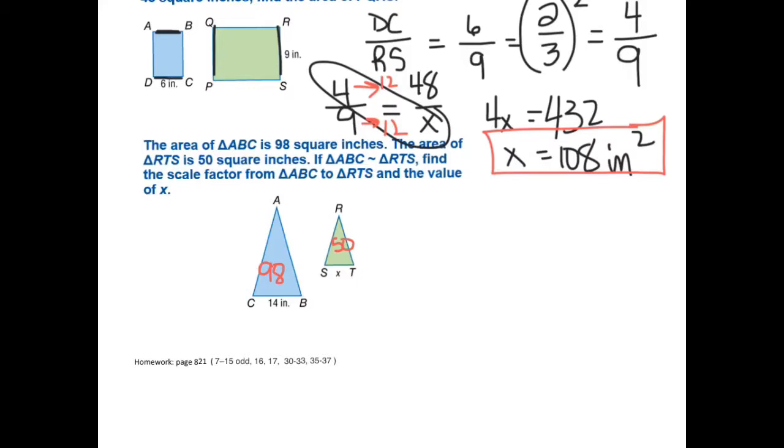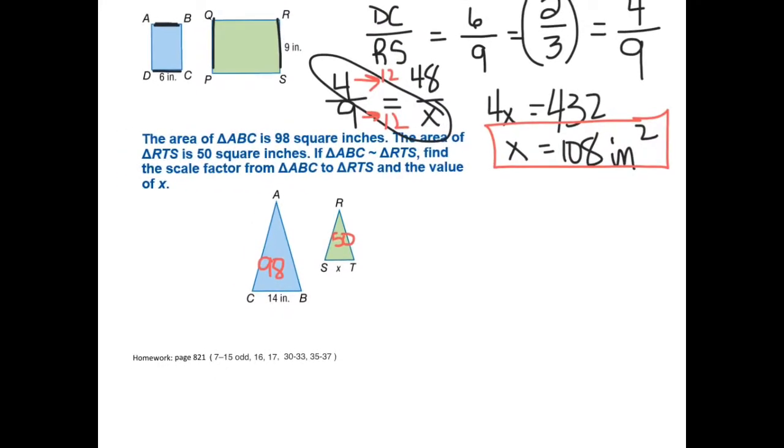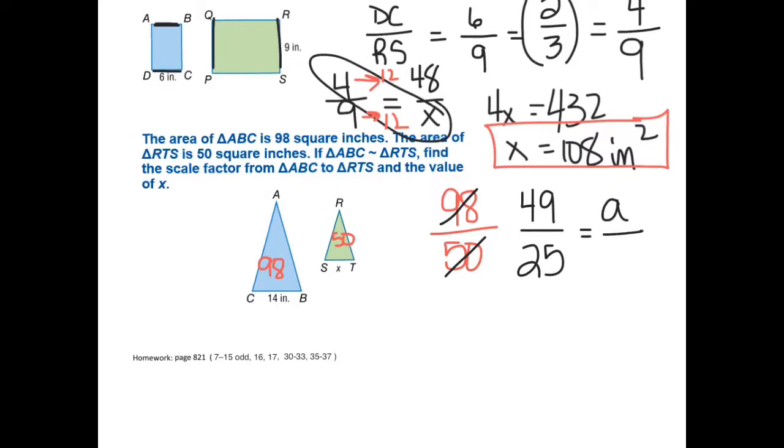So notice that we're putting the scale factor of the large to the small. We're looking for the scale factor. So the first thing that I'm going to do is compare the scale of the areas. 98 over 50. Now, remember that this is just a fraction or a ratio, so the first thing I'm going to do is simplify that. So divide them both by 2. So I get 49 over 25. And this represents the areas.